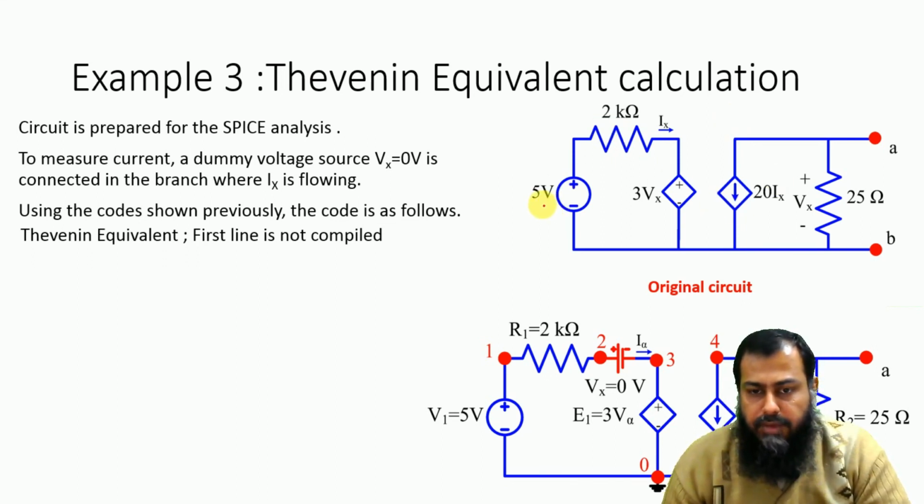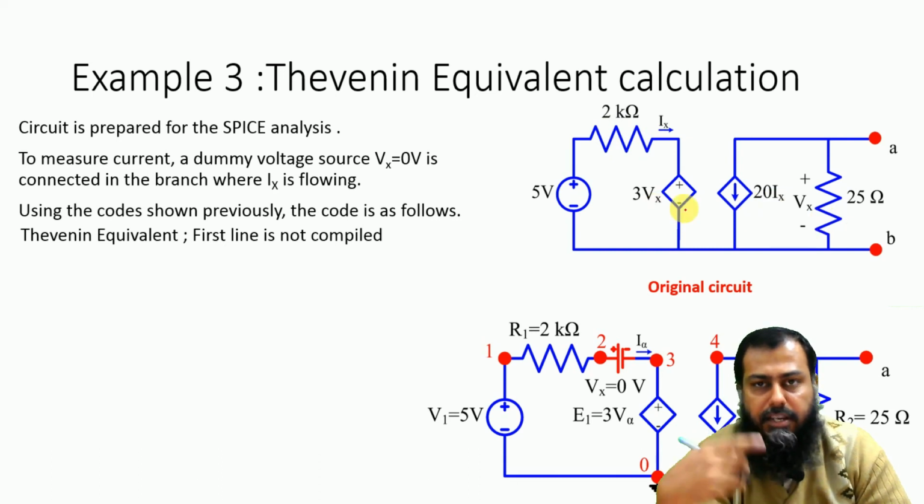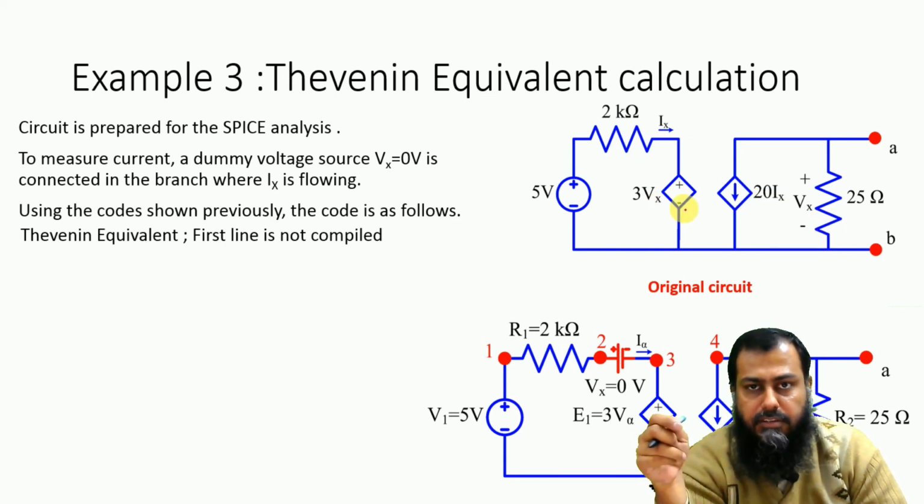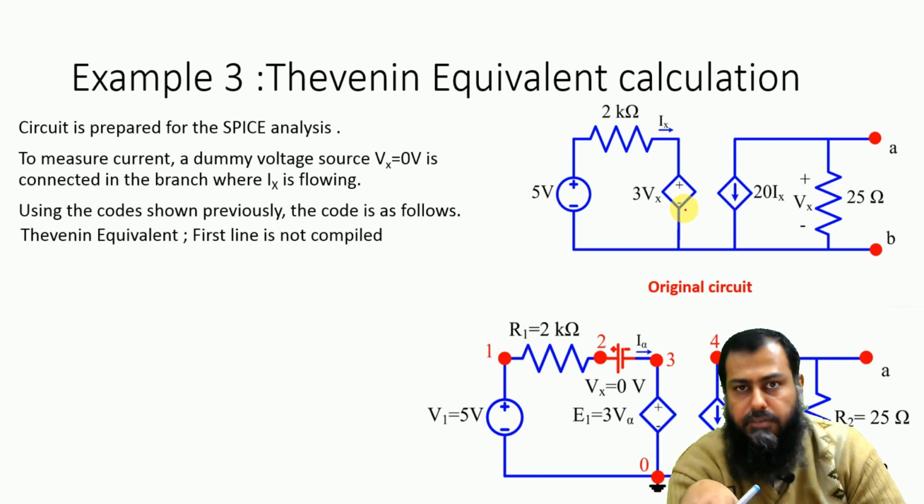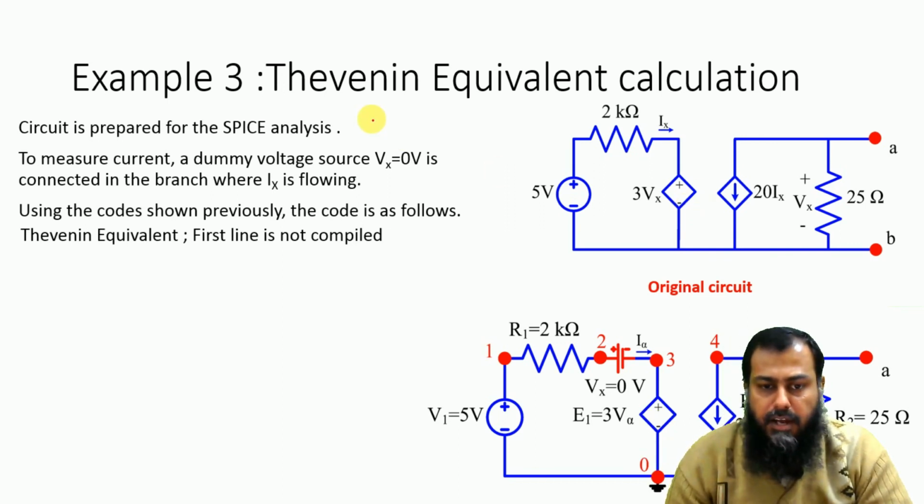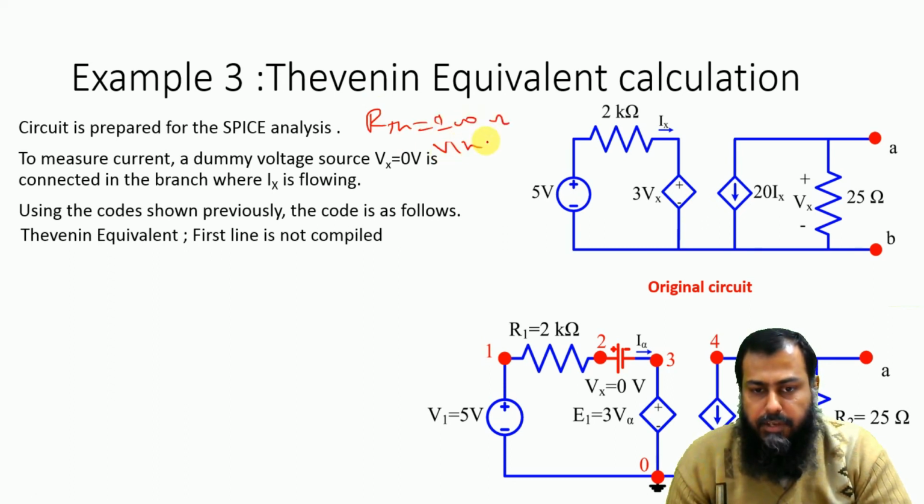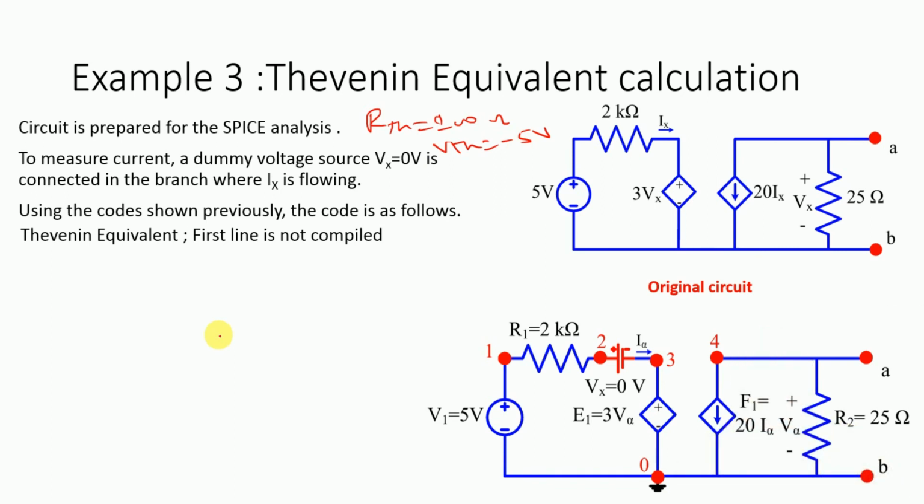So you see we have this 5 volt source, this is 2 kilo ohm, this is 3 Vx, 20 Ix, Vx. In the last lecture, in which we studied this Thevenin equivalent circuit, we solved this particular circuit, and we came to know that R Thevenin is equal to 100 ohm, and the V Thevenin was equal to -5 volt, right? So let us see how we can solve it using these SPICE directives.